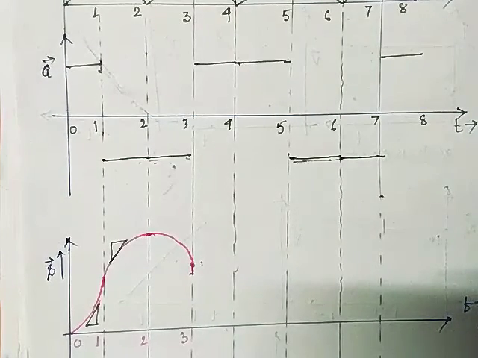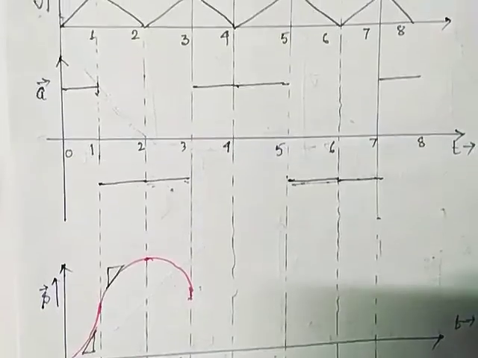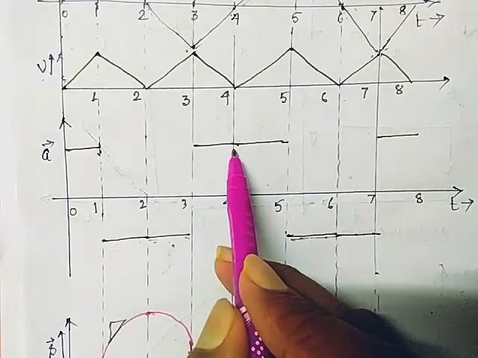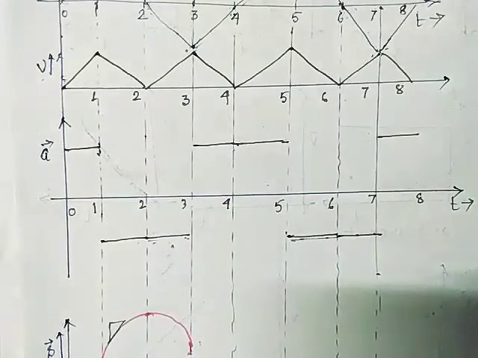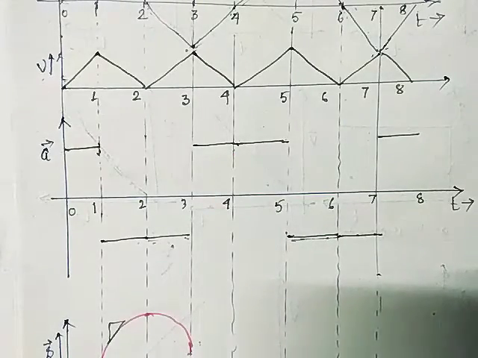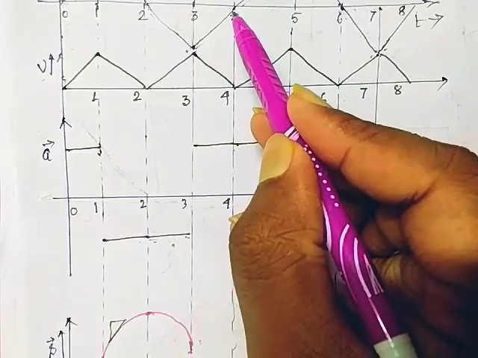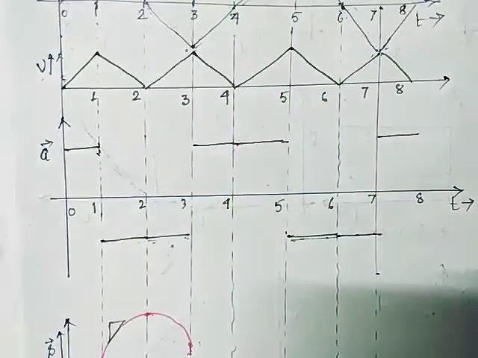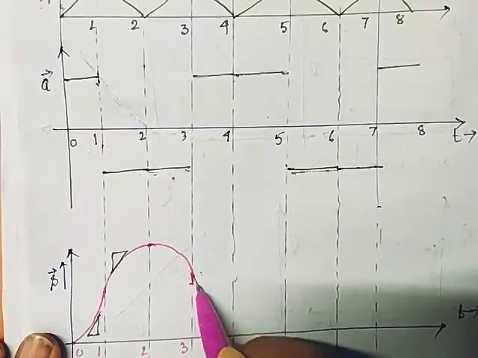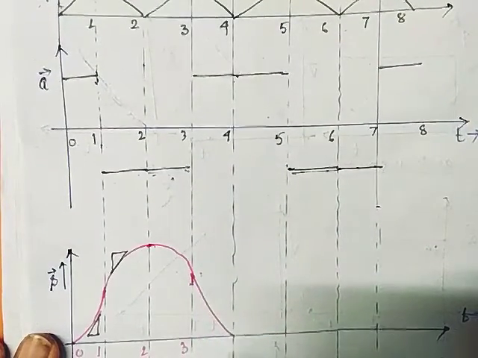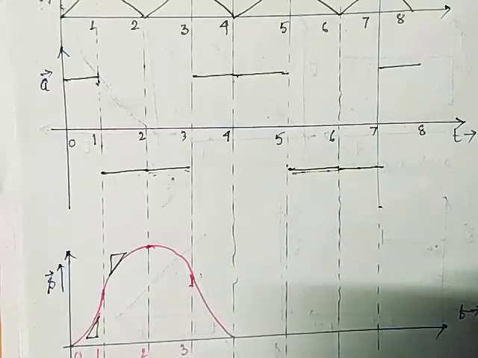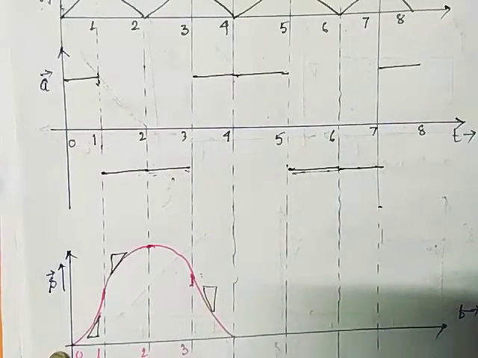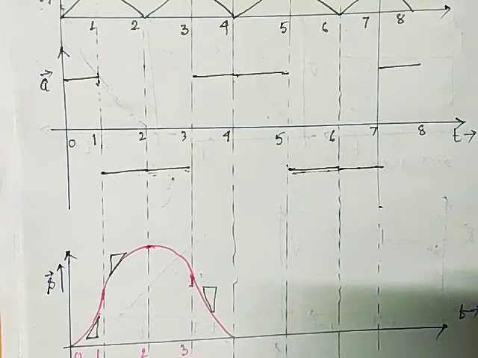Now it is here. Now from 3 to 4, acceleration becomes positive. Acceleration becomes positive, and here the velocity is positive but on the negative half. That means the displacement is like this. It is positive but on the negative half. So it will be showing like this.